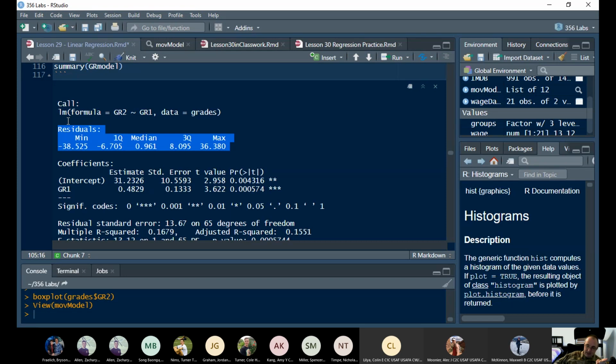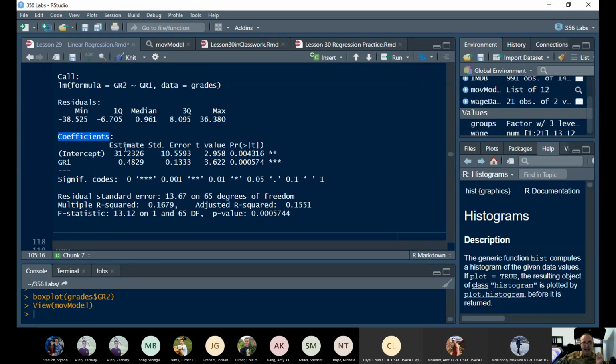Well, this is my grades, right? So this is not the movie. This is saying that my residuals at most are 38 points below and 36 points above the line, right? Then we look at the coefficients. Coefficients is where you guys are going to want most of your data, right?